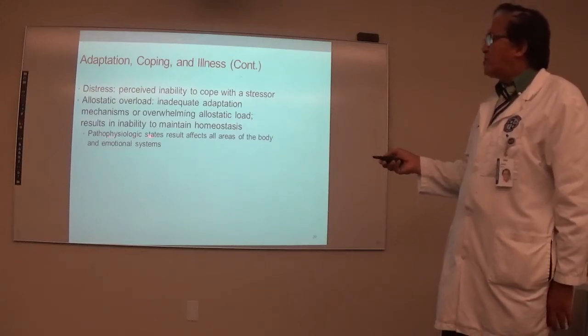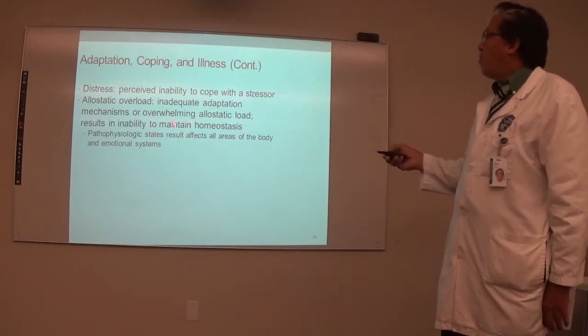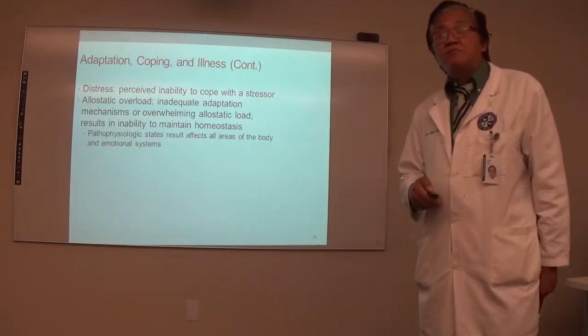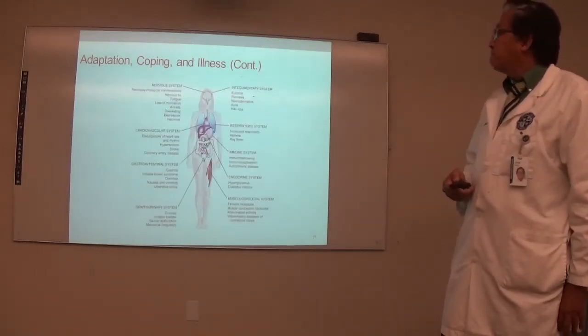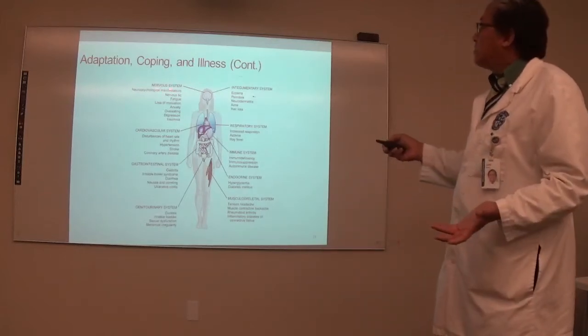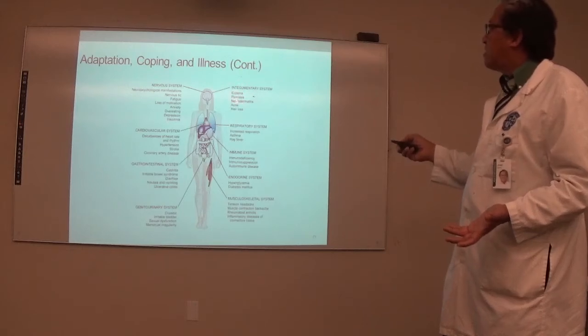So pathophysiologic states affect all areas of the body whenever what? You're not able to what? Re-establish homeostasis. The body's attempt to adapt is not adequate. So there is a list of all, and I want you to know this in terms of effect on the nervous system, integument, eczema, acne, hair loss, nervous state, all these.